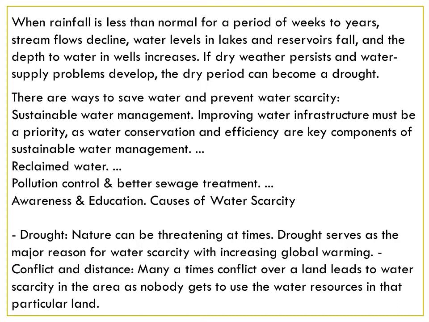What are the causes of water scarcity? First is drought. Nature can be threatening at times. Drought serves as a major reason for water scarcity with increasing global warming. Conflict and distance. Many times conflict over land leads to water scarcity in the area, as nobody gets to use the water resources in that particular area.